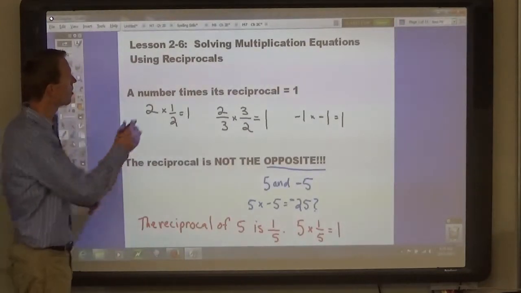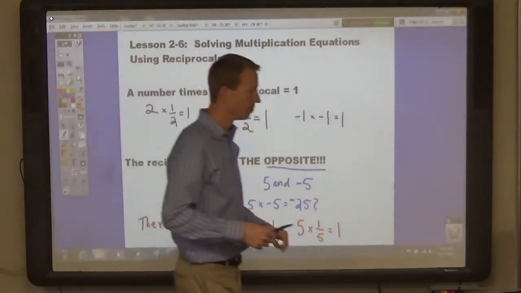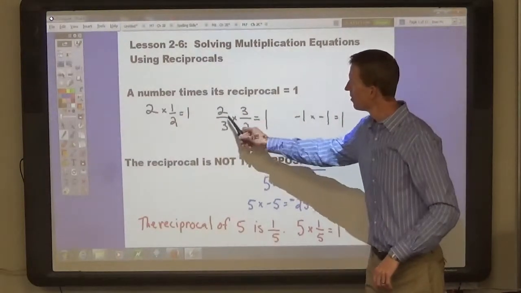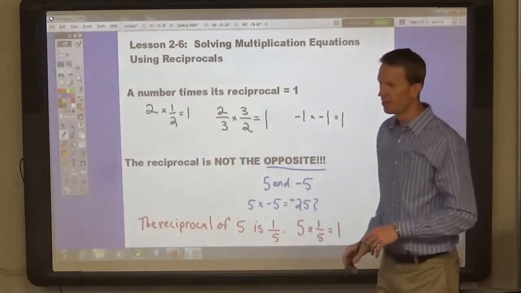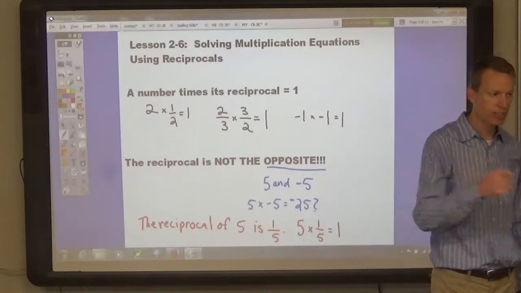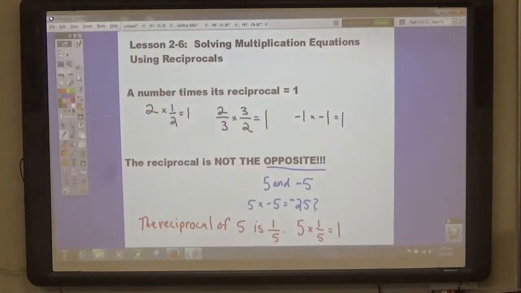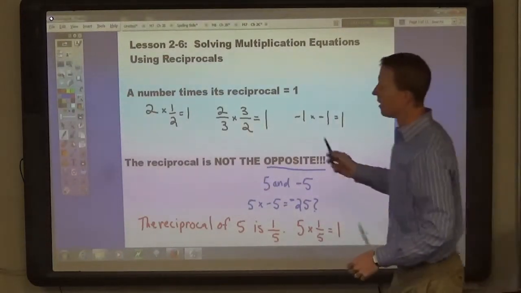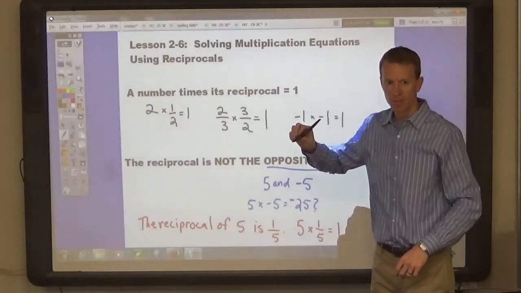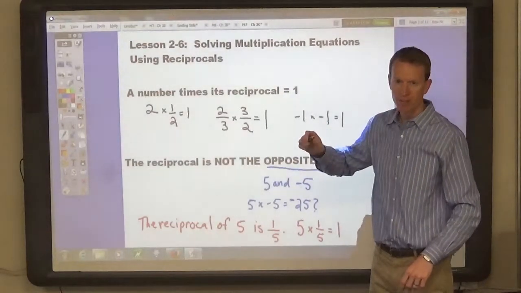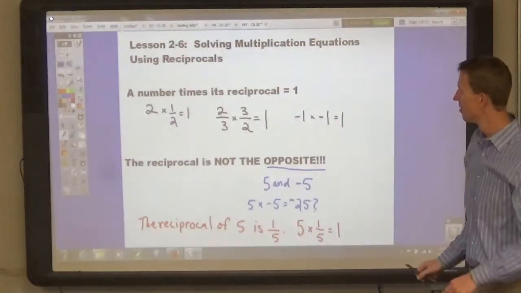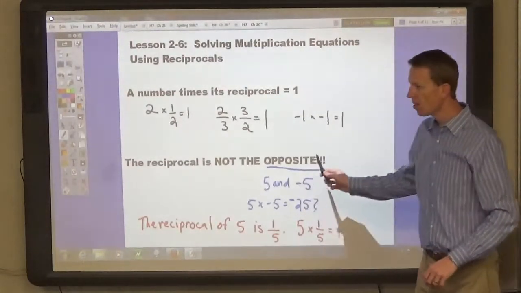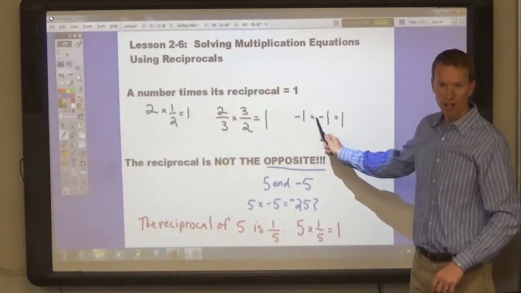Reciprocal. Reciprocals are two numbers that when you multiply them together, they equal 1. A number and its reciprocal equals 1. It's kind of like the mirror image of a number, okay? Because it's not the same number, it's another number, except that it's flipped over, if it's a fraction, or in the case of -1, it's the same thing.